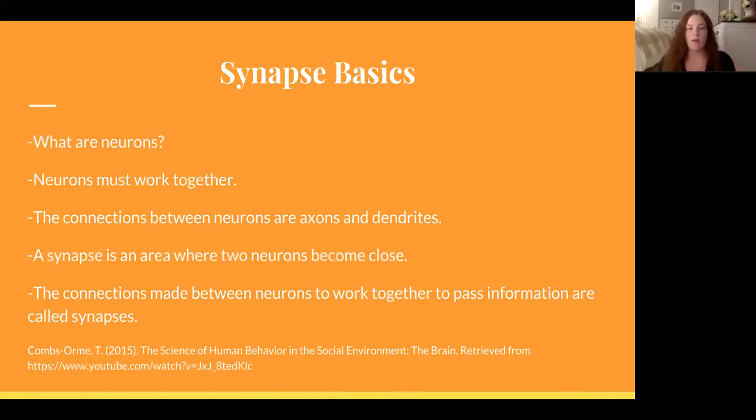That tiny little space in between them is called the synapse. Like I said, it's microscopic, so they're not actually touching, but they're very, very close. The connections are made so that they can pass information to each other, and that actual process of passing the information is called synapsis. Next slide.